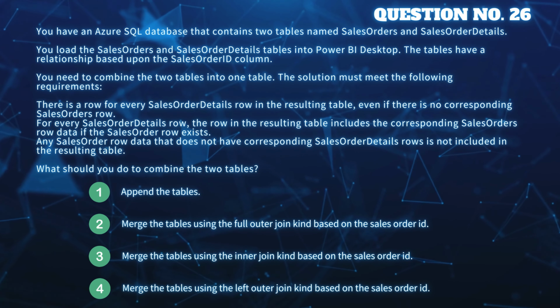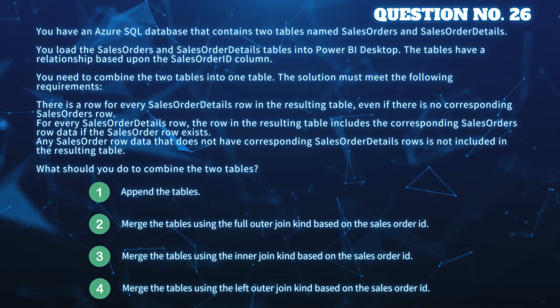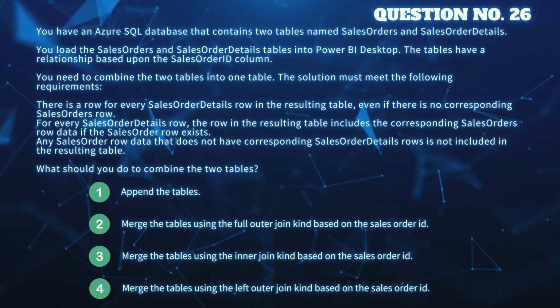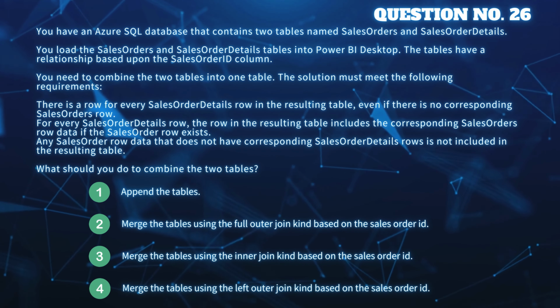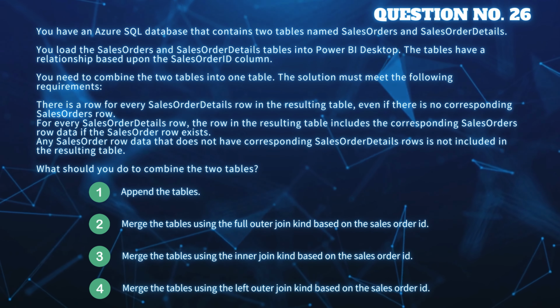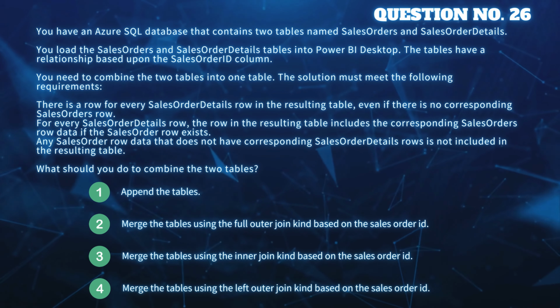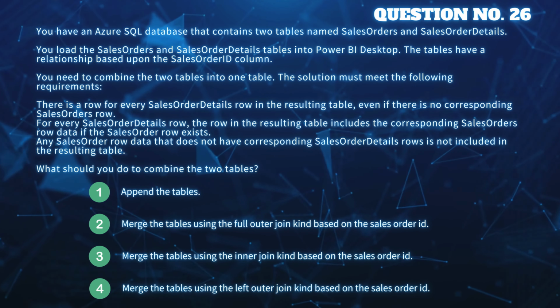You have an Azure SQL database that contains 2 tables named Sales Orders and Sales Order Details. You load the Sales Orders and Sales Order Details tables into Power BI Desktop. The tables have a relationship based upon the Sales Order ID column.